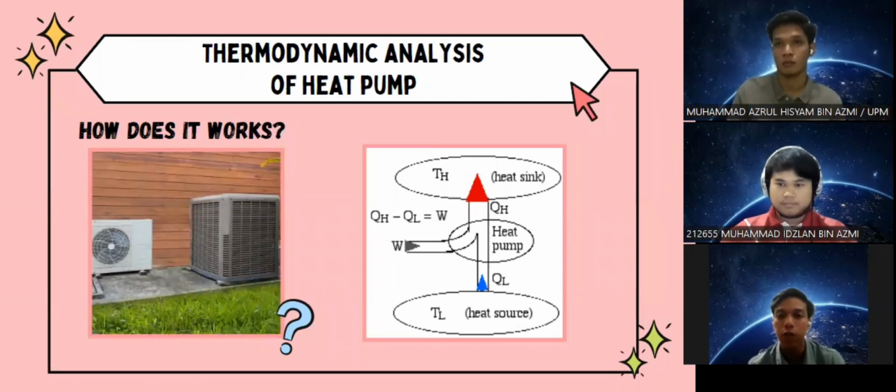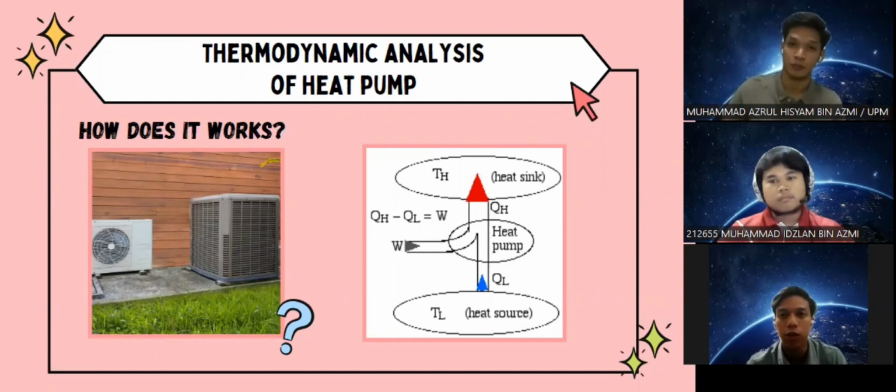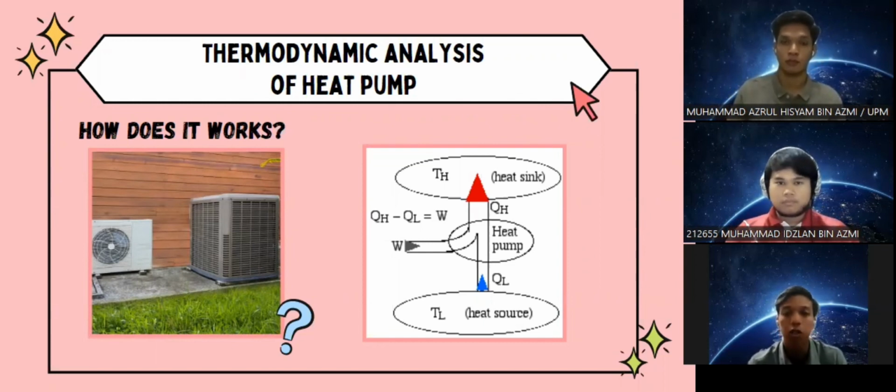Okay, so the first one is the COP, or coefficient of performance. Coefficient of performance is a measure of the efficiency of a heat pump. The COP for a heat pump can be calculated using the equation: the desired output over the required input, which we can simplify as QH over work net in, or we can also use QH over QH minus QL.